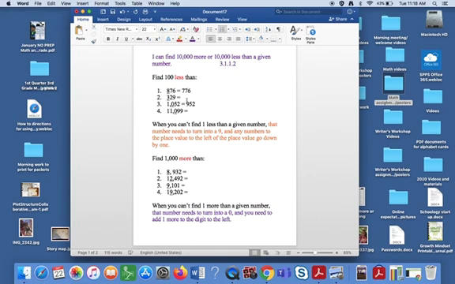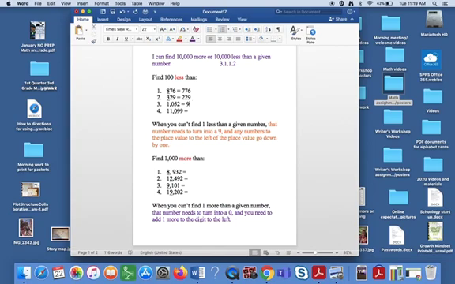And the same thing with 329. I want to find 100 less, so I underline the hundreds place value. The 3 is going to turn into a 2. So I have 229. Those are pretty easy, and we know how to do those.